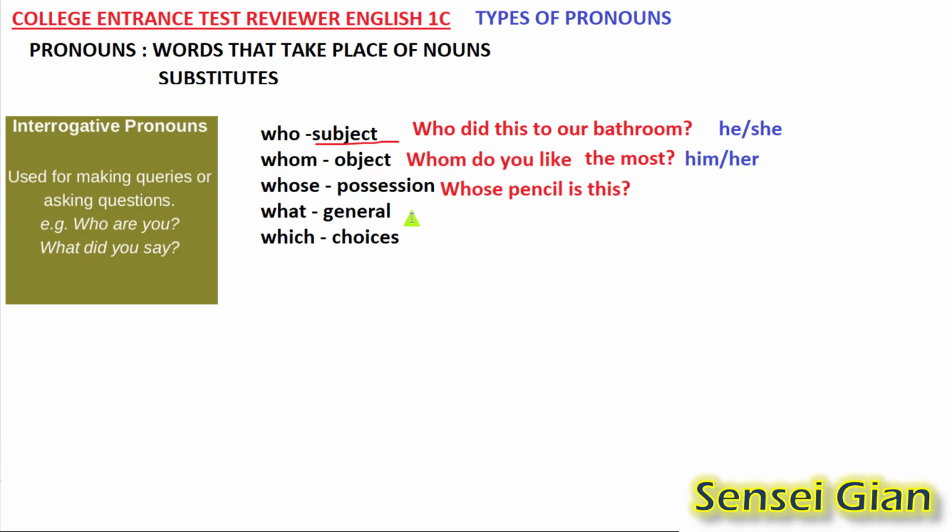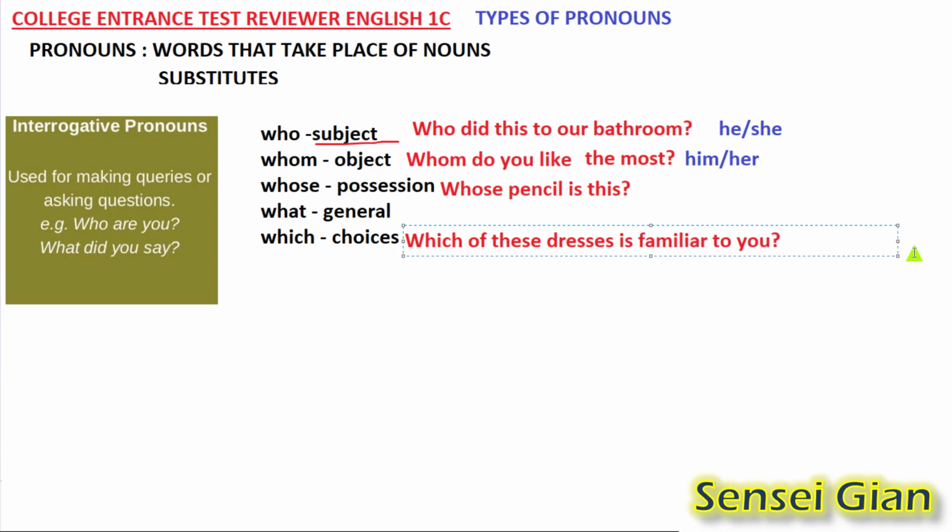So how about what? I think you're familiar with that already. How about which? Which is usually asked when you are giving choices. So, which of these dresses is familiar to you? And remember, when you ask which, it is usually a singular pronoun, because it's a choice. You choose only one.